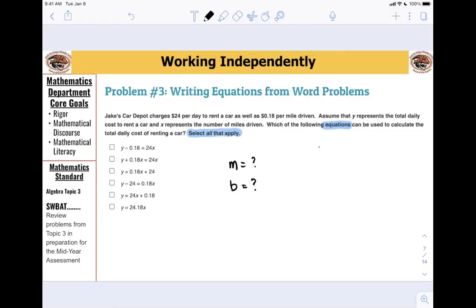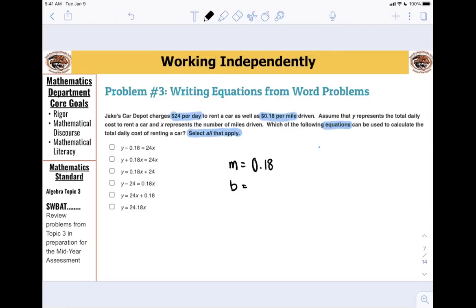Which one of these numbers? I have a couple of values: $24 per day and 18 cents per mile. Well, I see the word per 2 times. So how do I figure out which of those is going to be the slope? Only one of them is going to be the slope. Which one is it going to be? The 0.18.